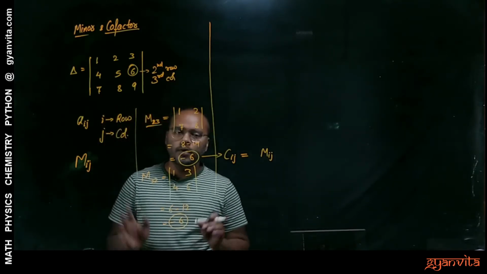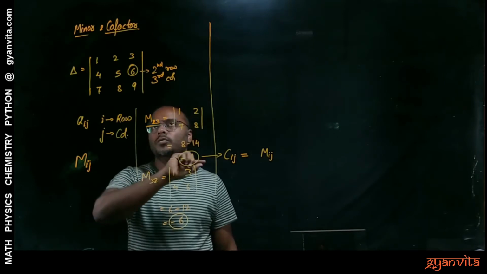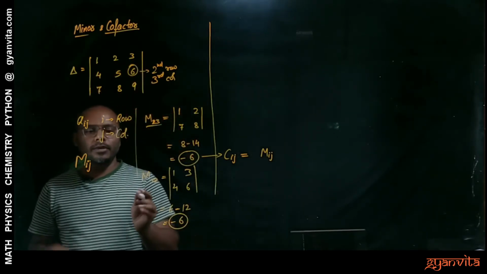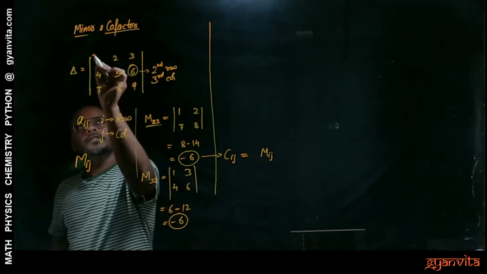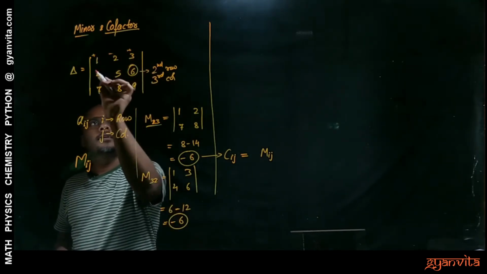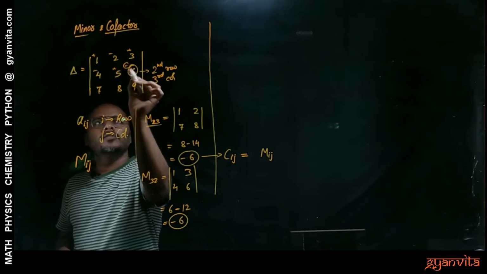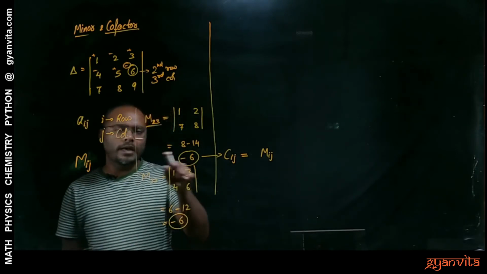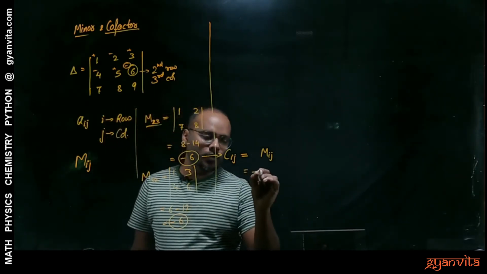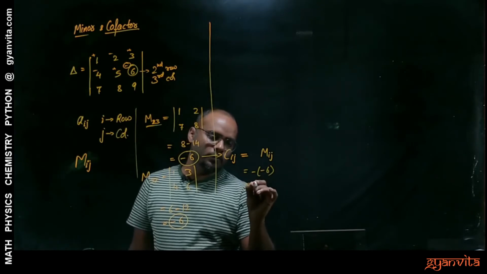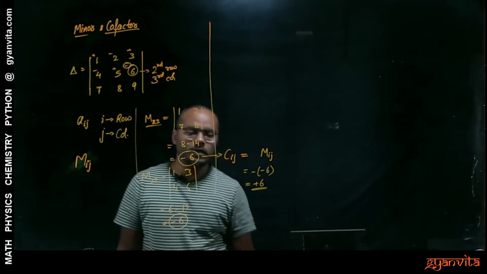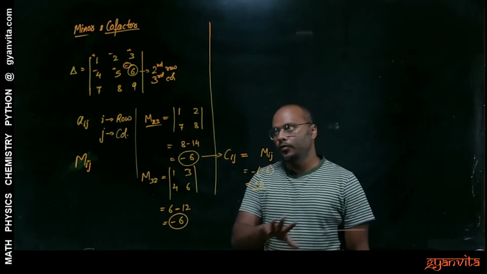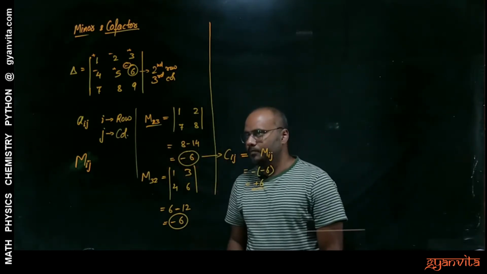For example, in this case 2 and 3, this is the second row and third column, and we know the alternate signs: plus, negative, plus, negative, plus, negative. So here you take the negative of what you got, minus 6. So this will be minus of minus 6, which is equal to plus 6. Remember, you just multiply by minus 1 or plus 1, not by anything else.